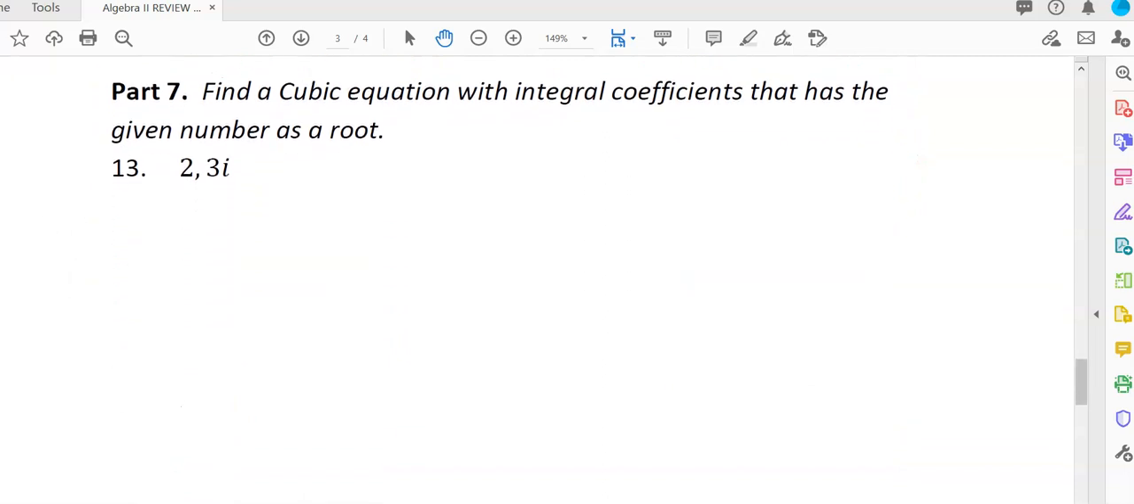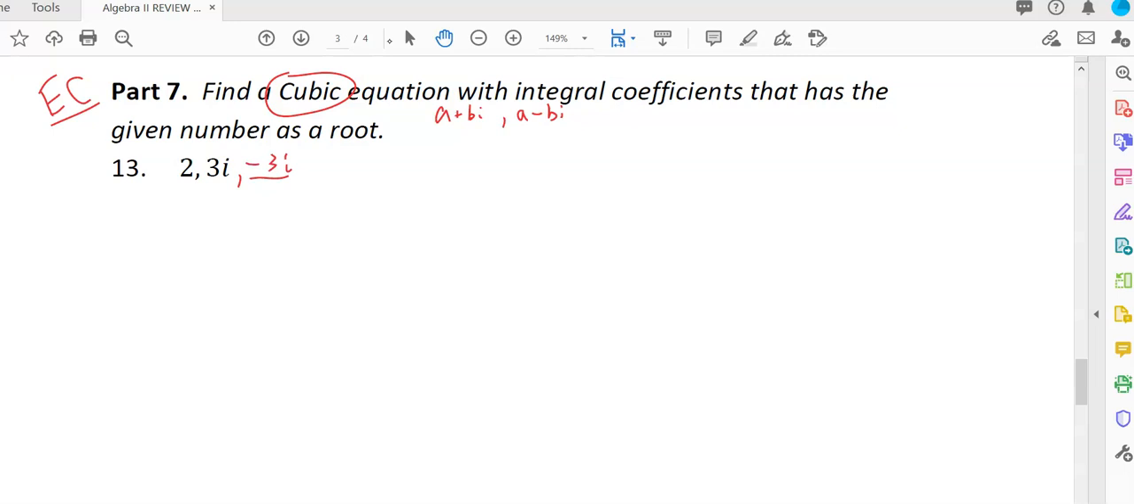Find a cubic equation with integral coefficients as the given numbers as a root. So cubic means third power. And this is an extra credit question this year because we didn't get to this. I'm going to send out a short video about this, but this is how to do it. Because of the complex conjugates rule, there's got to be another imaginary. The complex conjugate rule says this: if one of them's a plus bi, the other one is a minus bi. So if one solution is 3i, the other solution would be -3i. So now you know our three solutions.